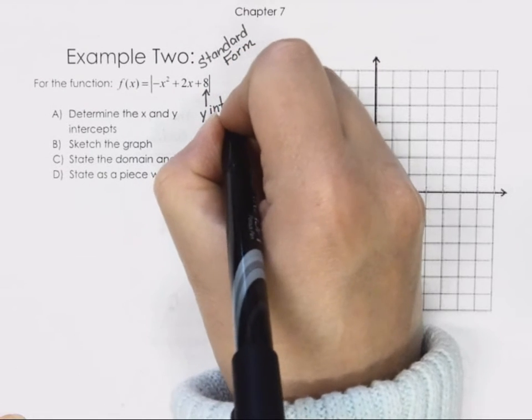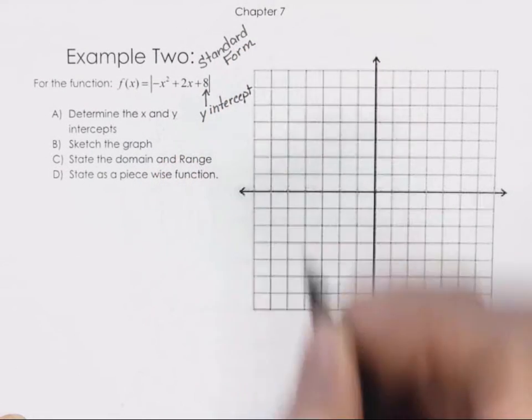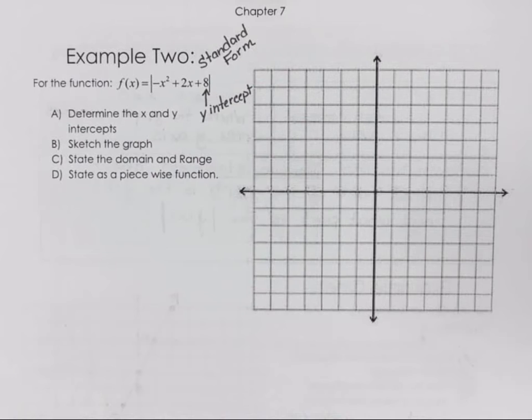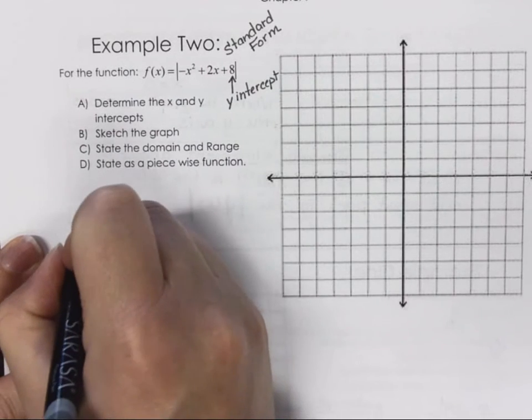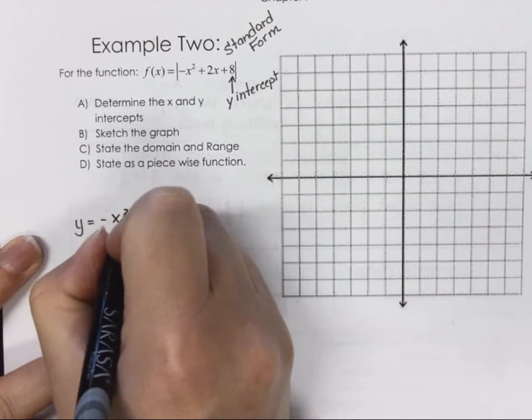No, that's the y-intercept. So in standard form, we can see the y-intercept. In vertex form, we cannot see the y-intercept. We can always calculate it though, right? Let's do our x-intercepts. So we're going to do our x-intercepts on this graph.